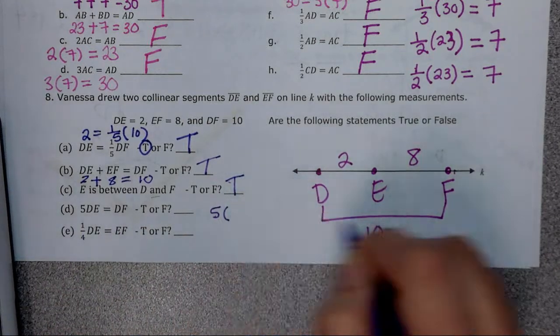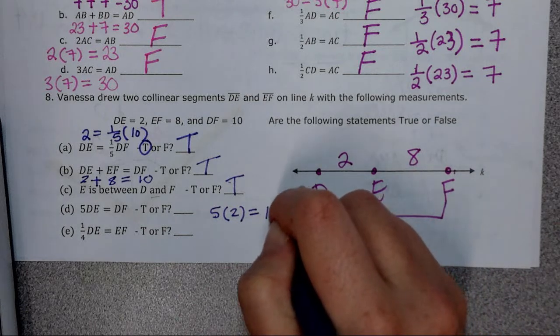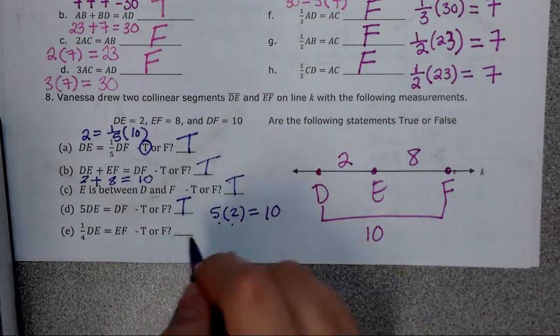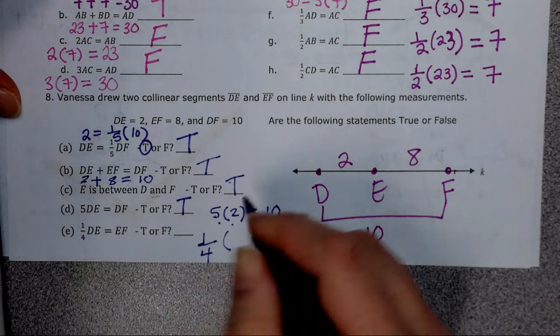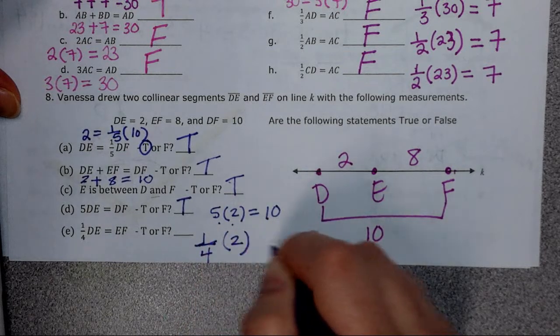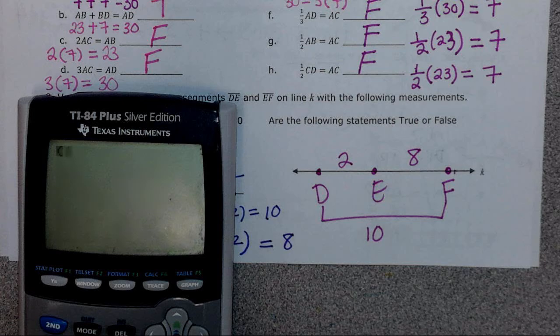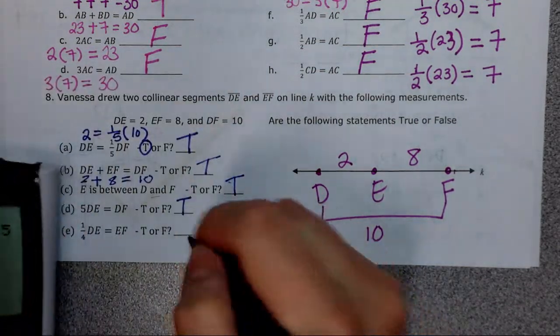5 times DE, which is 2, is equal to DF, which is 10. 5 times 2 is 10. That's true. Okay. 1/4 of DE is equal to EF. So 1/4 times 2 does not equal 8. That's false.